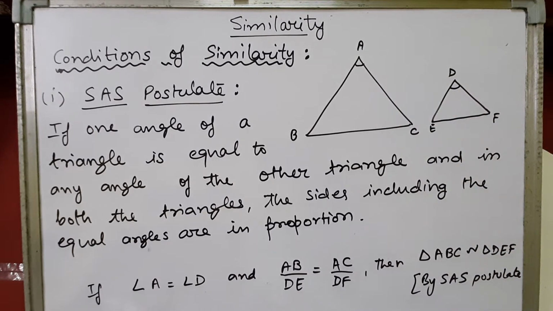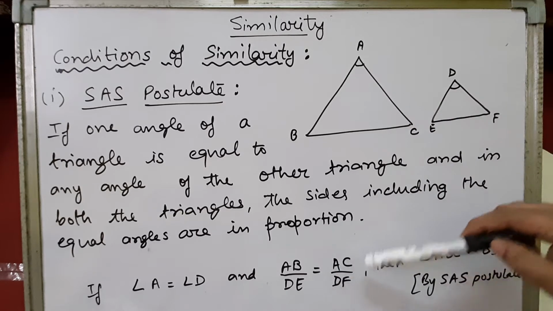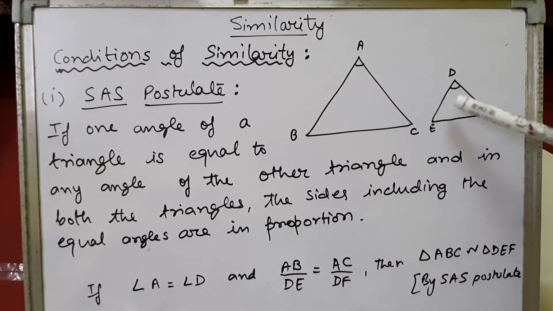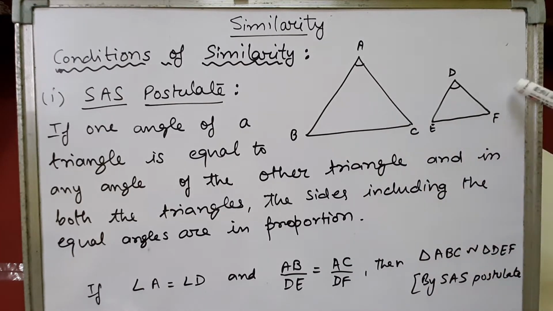So we can say that if angle A equals angle D in triangle ABC and triangle DEF, and the ratio of the sides, that means AB upon DE equals AC upon DF, that means the ratio of the corresponding sides are equal. You can see AB and AC are the corresponding sides forming angle A, and DE and DF are the sides which are forming angle D. So the corresponding sides of both the triangles will be AB upon DE and AC upon DF, right?